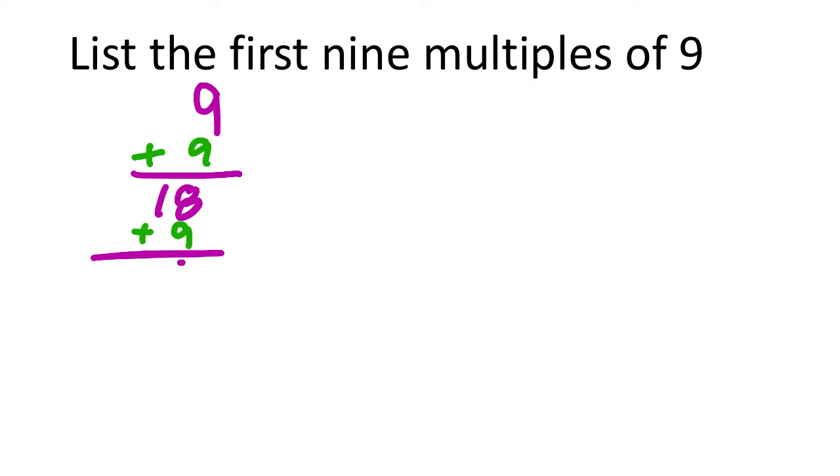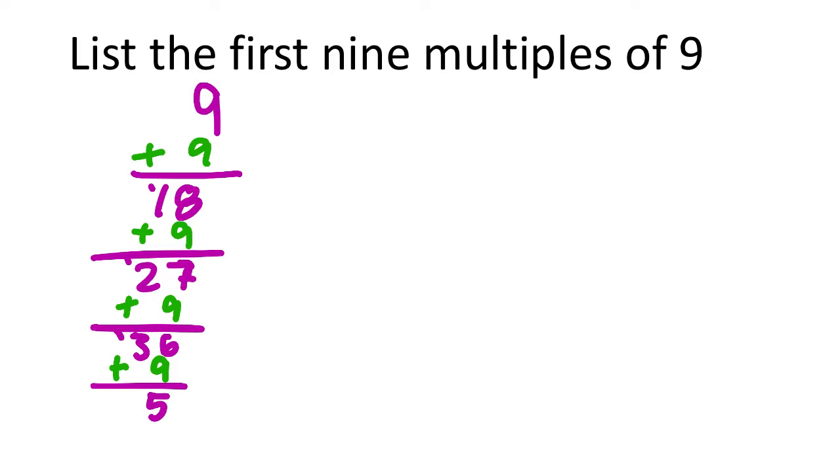So 8 plus 9 is 17. Carry the 1. 1 plus 1 is 2. So 27 is the third multiple. Add another 9. And 7 plus 9 is 16. Carry the 1. 1 plus 2 is 3. 36. Add another 9 together with the 36. That'll be our fifth multiple. 6 plus 9 is 15. Carry the 1. 1 plus 3 is 4. 45. That's the fifth multiple.